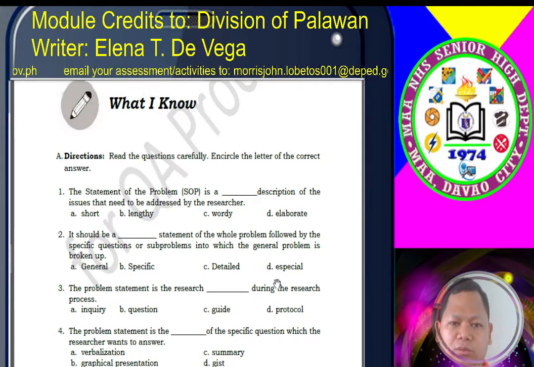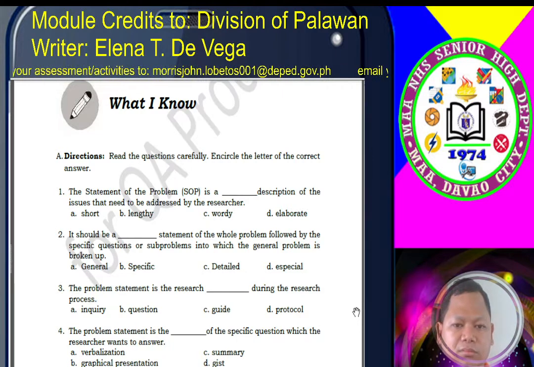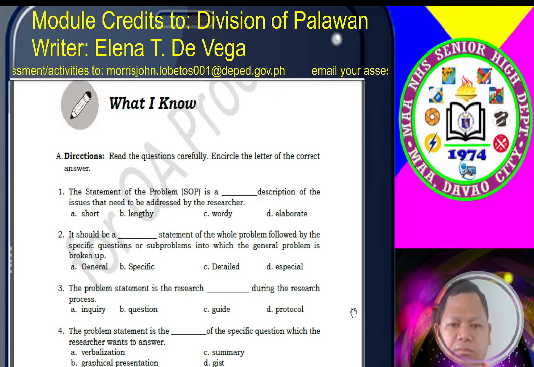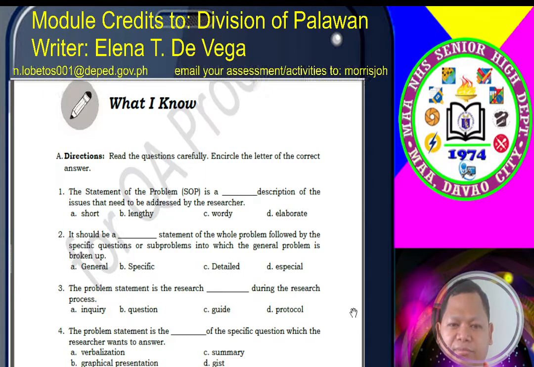Number 2. It should be a blank statement of the whole problem followed by the specific questions or sub-problems into which the general problem is broken up. A, general. B, specific. C, detailed. D, special. The correct answer is letter A, general.